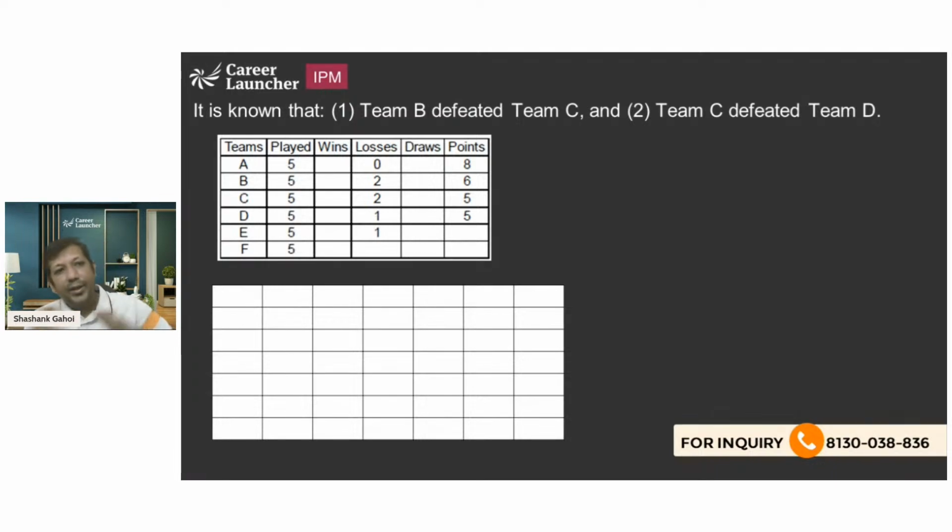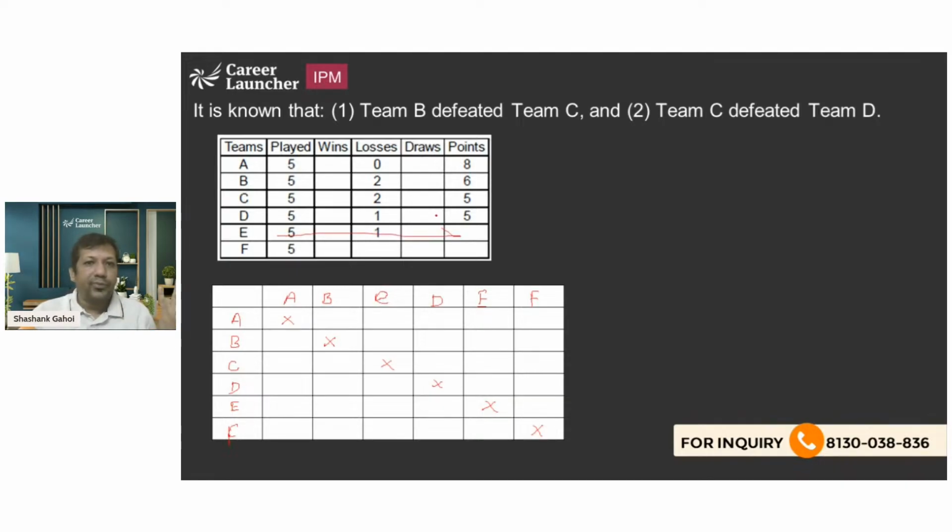So here, whenever you get these kind of questions where round robin is being talked about, every team is playing against every team, always remember the table that we make generally should always look like this. So that is going to be A, B, C, D, E, F, sorry, A, B, C, D, E, F. So this kind of table we tend to make. Okay, I am talking about this table.